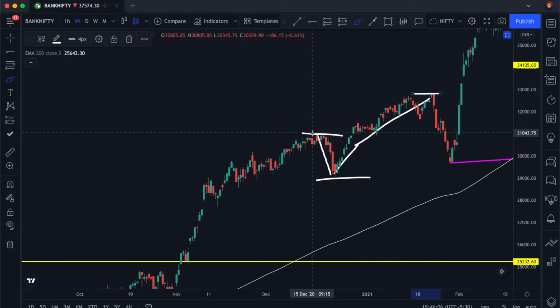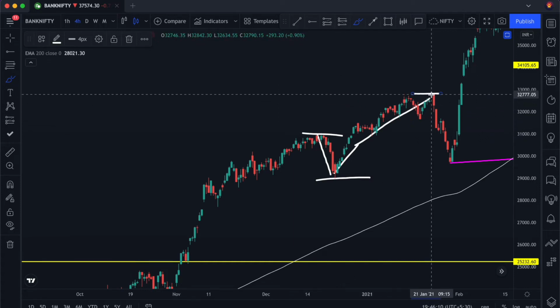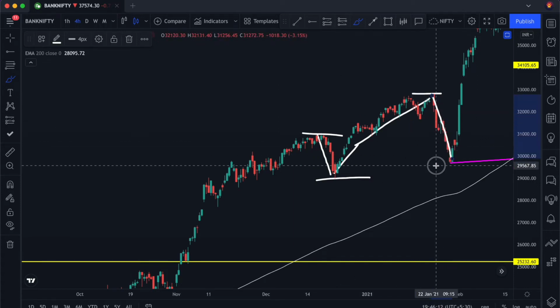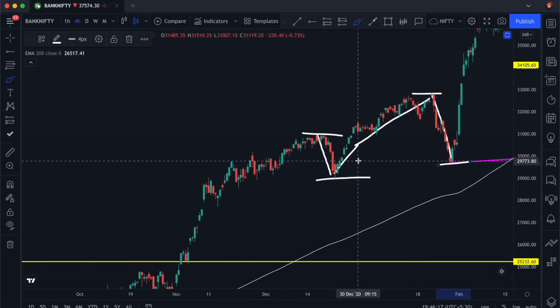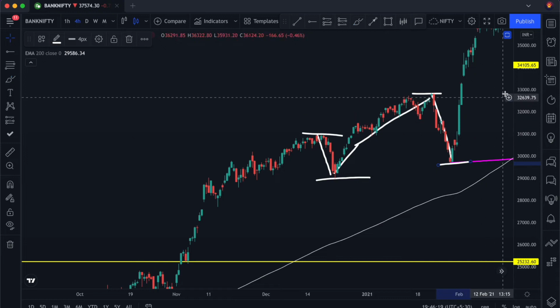Again, another higher high over here. Notice that we have broken over the previous high. This is an indication of an uptrend. Now, again, second higher low level over here. We have not broken below this previous higher low, so the uptrend is to continue.